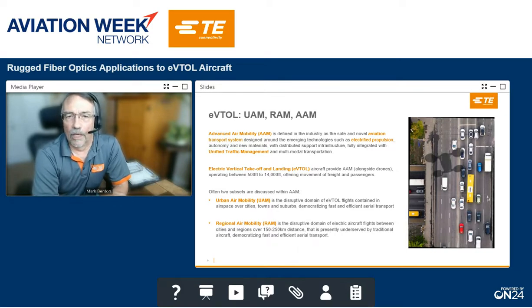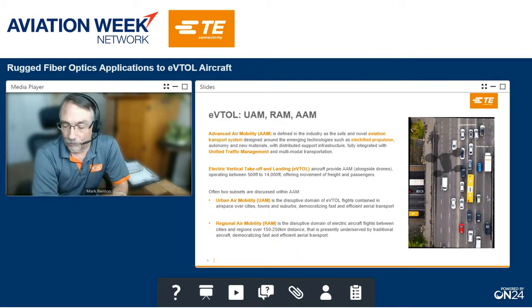And it's heavily reliant on electrical propulsion, eventually autonomy on these things. A lot of new materials are required, a lot of distributed support infrastructure, and by that I mean ground support infrastructure for recharging and managing and maintaining these vehicles. And ultimately, it's going to have to be integrated with a unified traffic management system. You can kind of think of that like your urban air traffic control situation if you envision hundreds of these vehicles overhead.